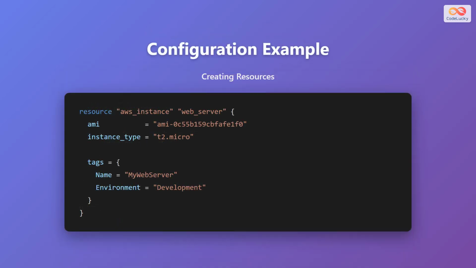After defining the provider, you define resources. Here's an example of creating an AWS EC2 instance. The resource block specifies the type as aws_instance and gives it a local name of web_server. Inside the block, we set the AMI, which is the machine image to use, and the instance type as t2.micro. We also add tags, which are labels that help organize and identify resources. The name tag identifies this as my web server, and the environment tag marks it as development. Once you run terraform apply, this code will create an actual virtual machine in AWS with these exact specifications.